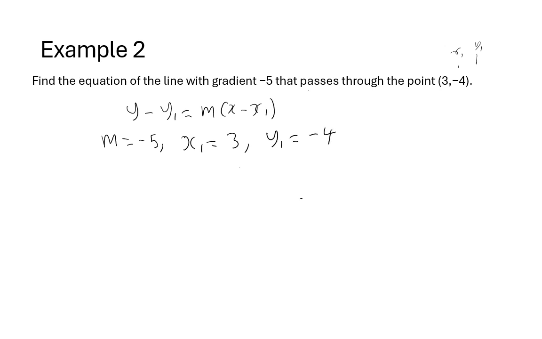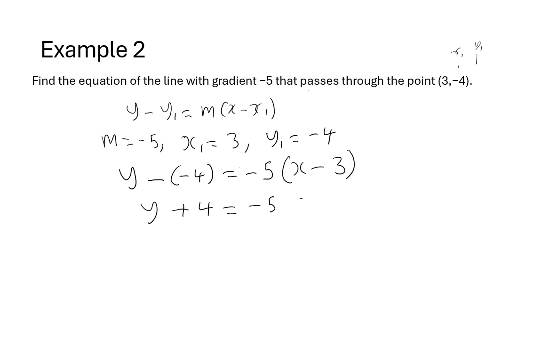Then we can just substitute this back into the formula. So we'll have y minus, what is our y1? Minus 4. So we'll have y minus minus 4 is equal to m, which is minus 5, then a bracket x minus x1, which is 3. Then we just solve this. Here we have y minus times minus, this will just be plus 4, which is equal to minus 5 times x, minus 5x, and minus 5 times minus 3 will have a plus 15.